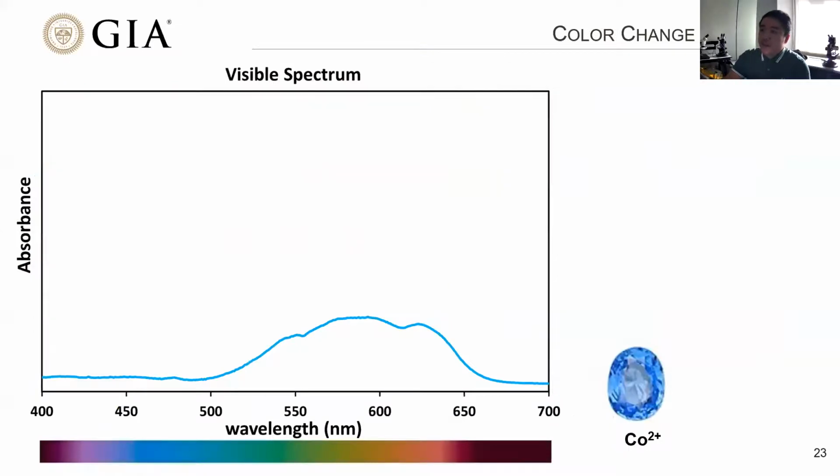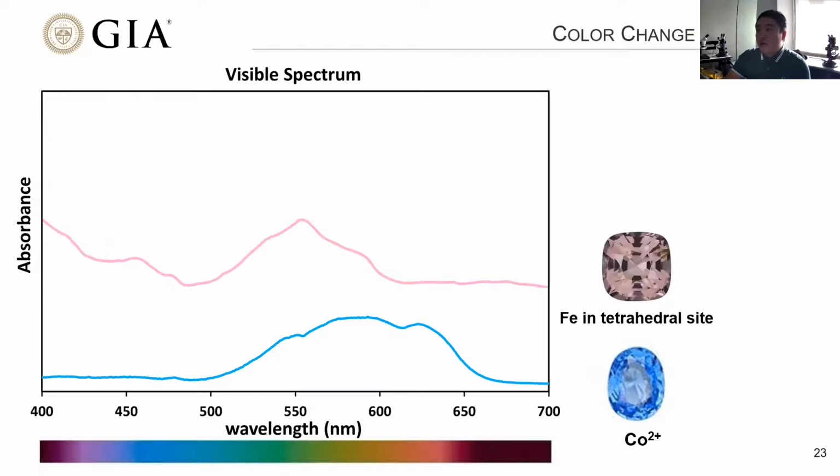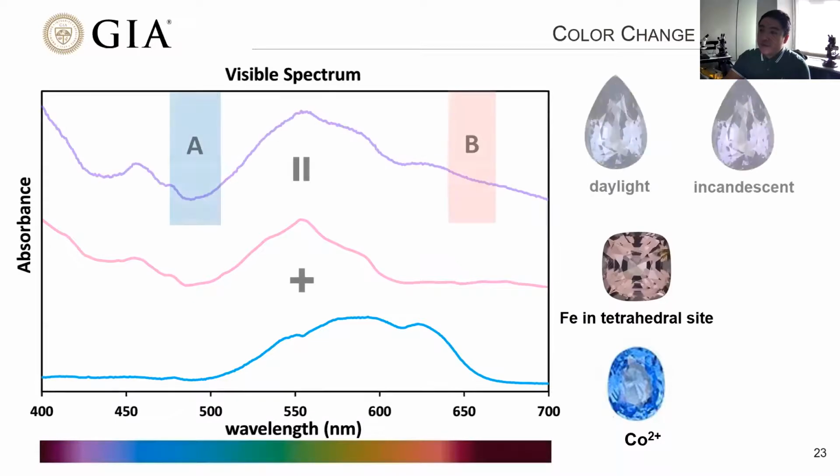I would like to talk about color change spinel in detail. We already know cobalt 2+ causes bright blue color in spinel, while iron in the tetrahedral site causes pink color in spinel. The combination of cobalt 2+ and tetrahedral iron creates 2 transmission windows with equivalent strength in the visible light region. As a result, the color change phenomenon can be observed.